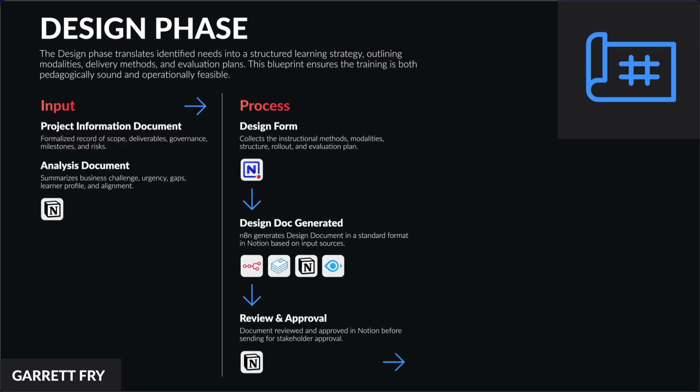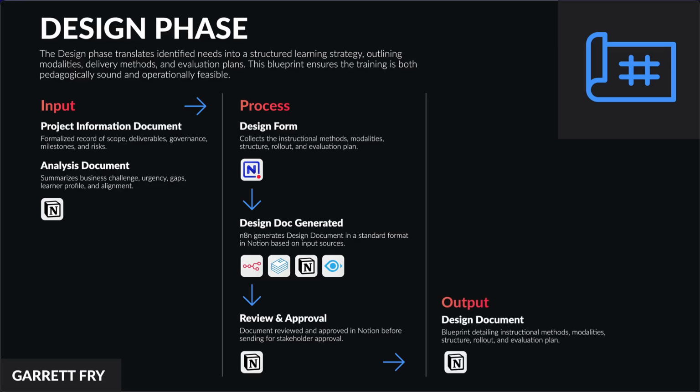In Notion, you're going to be able to review this document, make any changes that are necessary before triggering an email off for stakeholder approval. At the end of this phase, we're going to have an approved design document that blueprints the instructional methods, modalities, structure, rollout, and evaluation plan in preparation for our next step in the ADDIE workflow. Now that we've reviewed that, let's get into our workflow and create our design document.